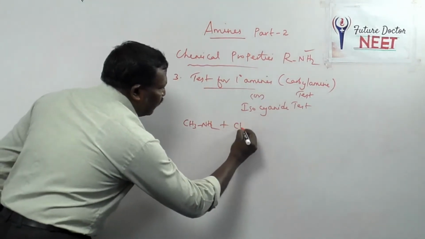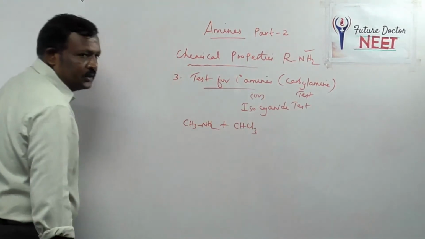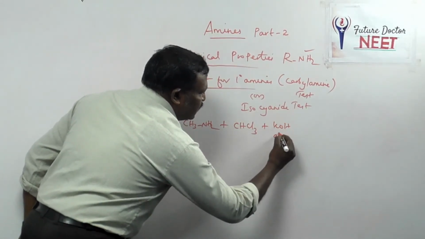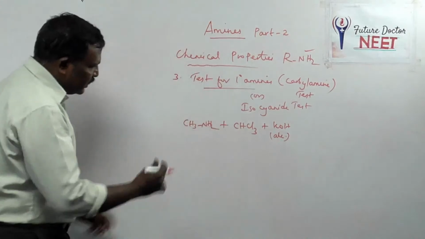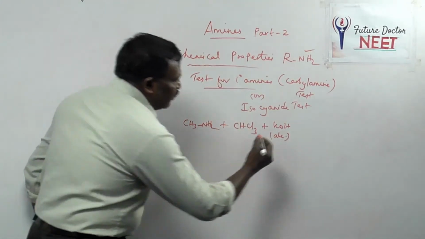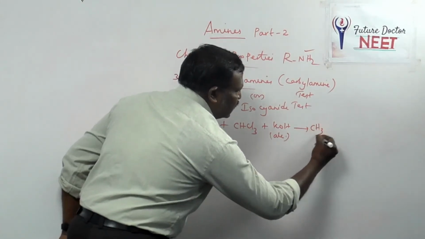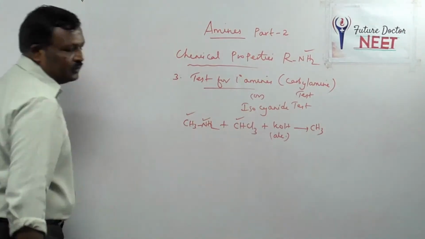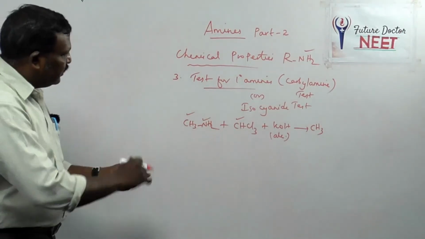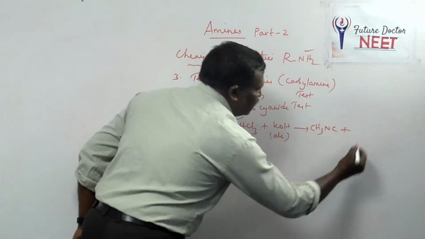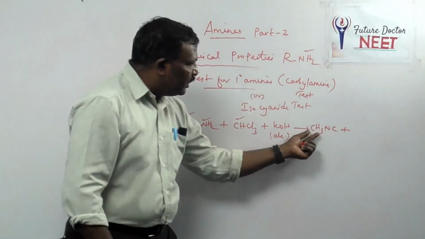You should add chloroform. Formula is what? CHCl3. Then add KOH, potassium hydroxide, this is alcoholic potassium hydroxide. This is the reagent. If you add the reagents to this primary amine, we are getting one compound. That compound is what? You just remember like this: CH3NC. CN means cyanide, this is called NC. CH3NC is nothing but methyl isocyanide.